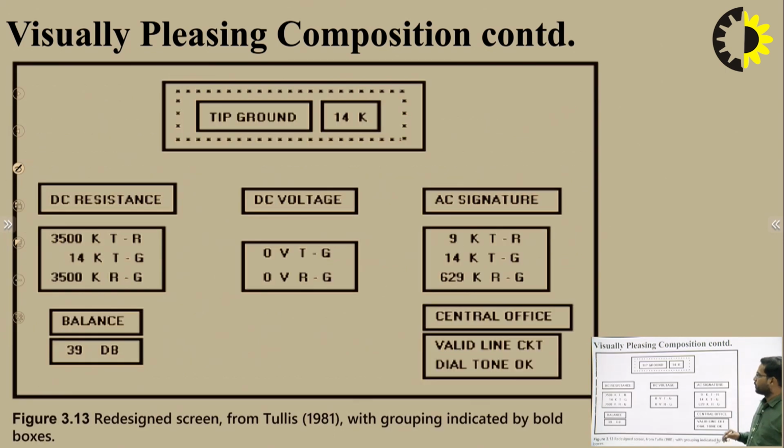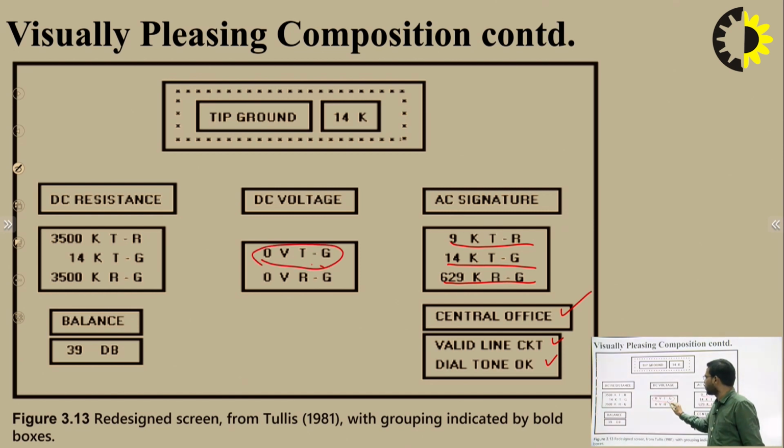For example, this is a screen design from the previous year, 1981. Tip ground, 14K into the box, 9 KTR, 14 KTR, 629 KRG, central office is different, valid line CKT, dial tone OK. So these are in the grouping phase. Okay. So that is very good for the screen design.